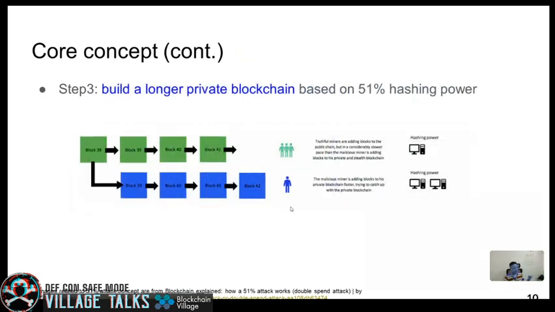Then step 3: because you have more than 51% of the hash power, you are faster than the others. You have a higher probability to concatenate a longer blockchain than the original blockchain. So you just exploit that. You build a longer blockchain based on your power. So now you are on block 42, but the others, the public blockchain, the consensus has only reached block 41. This is the current status in step 3.